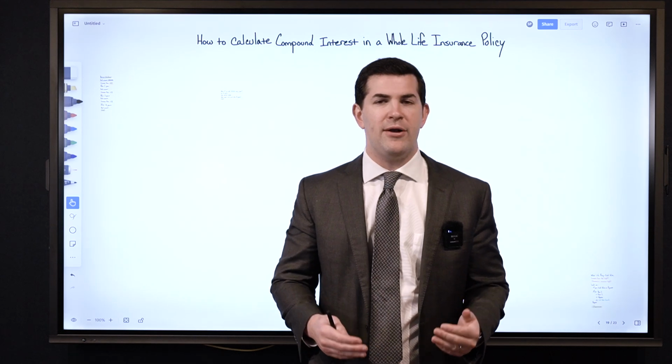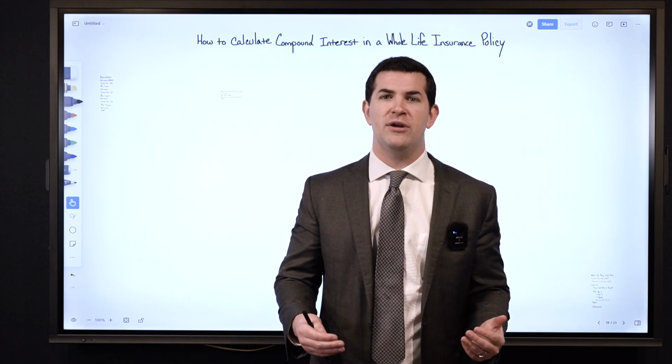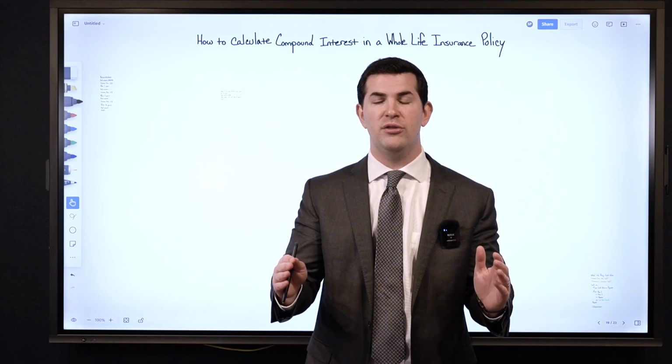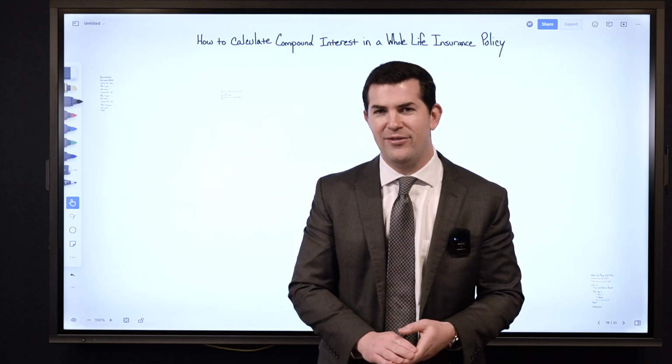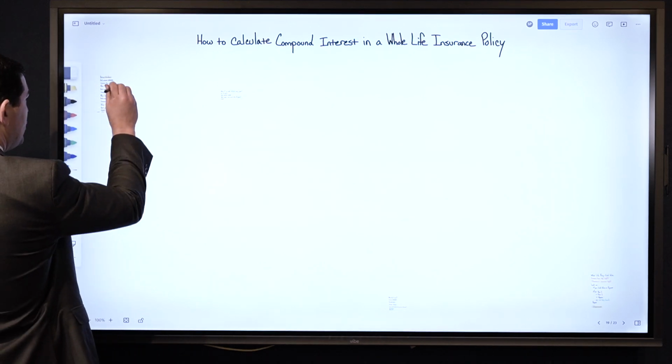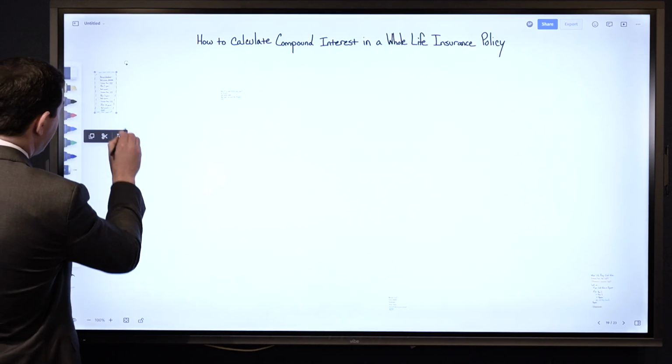So today we're going to talk about how to calculate compound interest in a whole life insurance policy. We're specifically talking about the cash value growth, but we'll start with how to calculate compound interest. So let's start with the very basics. And to do this, we'll pretend that you've got money in the bank.